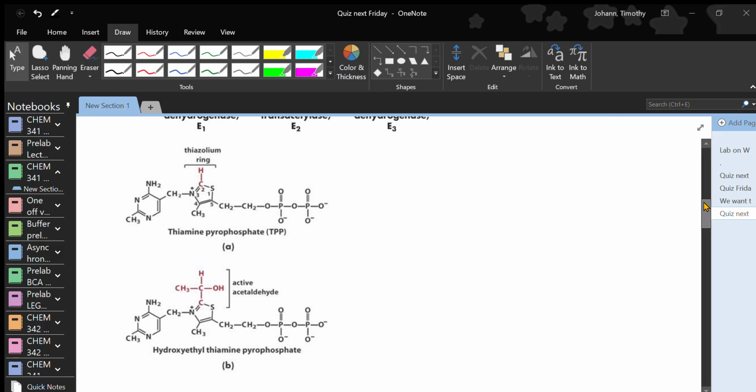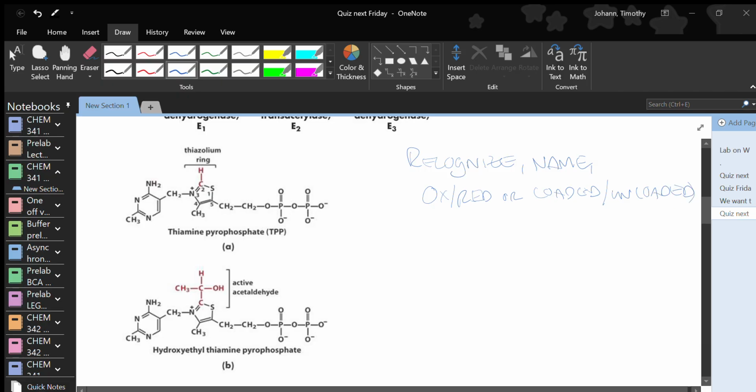You can see it. This is in our unloaded form. This is our loaded form. So remember, for all of these, you need to be able to recognize a name, and then you're going to have to tell whether it's oxidized, reduced, or loaded, unloaded. Depending on the molecule, it may have one or the other, okay? So this doesn't have an oxidized reduced. This has an unloaded form, right? It doesn't have the hydroxyethyl group on it, and it has the loaded form. And you need to be able to draw the other form.